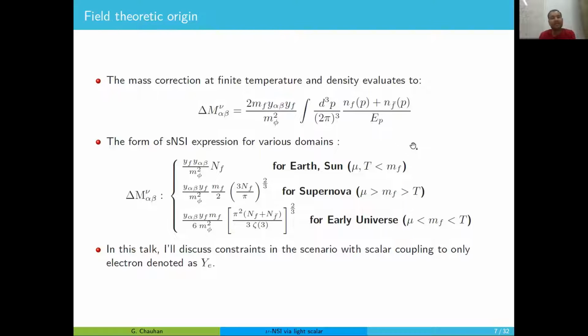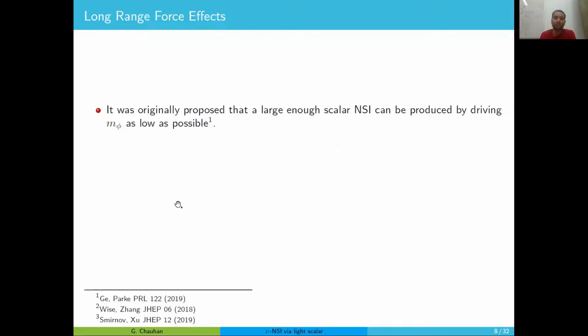So it seems that in the presence of this medium, if you have a very light scalar, you can make scalar NSI as high as possible. That is what was proposed in this original paper by Gay and Park in 2019. And this is what caught our curiosity, and we decided to look into this further.